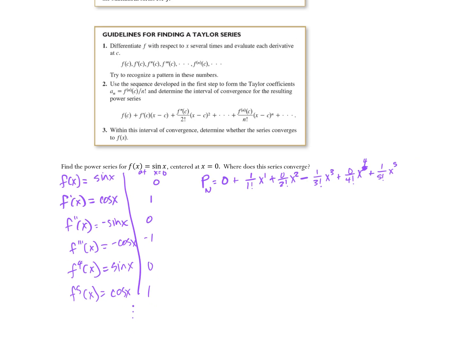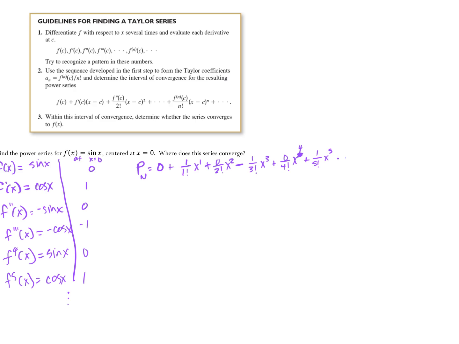And again, similarly, I can do this. For a Taylor polynomial, this stops. The number of terms is for a finite number of n. For a Taylor series, we're thinking this is going on forever. That's the biggest difference, okay? And if I simplify this, I'm going to leave it as 1 over 1 factorial x, minus 1 over 3 factorial x to the third, plus 1 over 5 factorial x to the fifth.